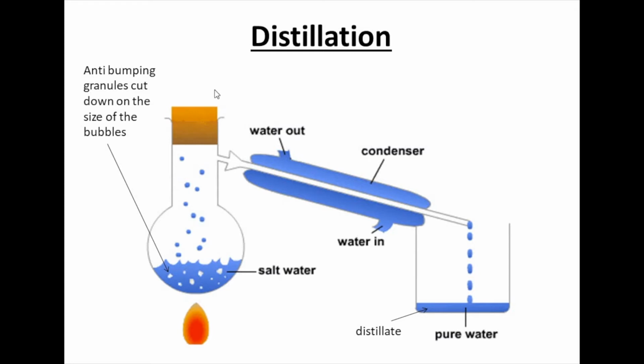And also they might ask you about anti-bumping granules. Now you will put anti-bumping granules in there to cut down on the size of the bubbles, not to stop it boiling, but so you don't make large bubbles, which could cause the flask to rock back and forth. So you just make smaller bubbles. It boils more evenly throughout the liquid.